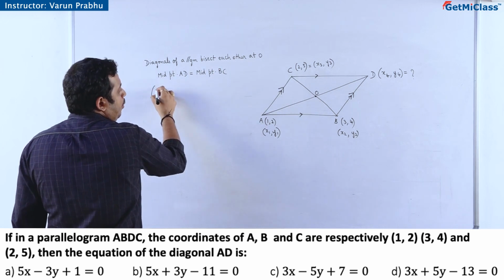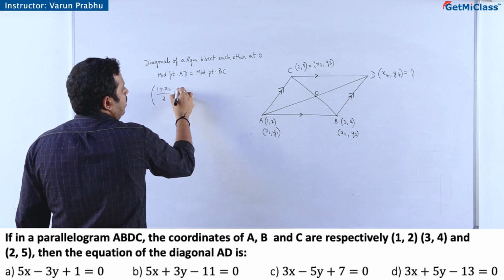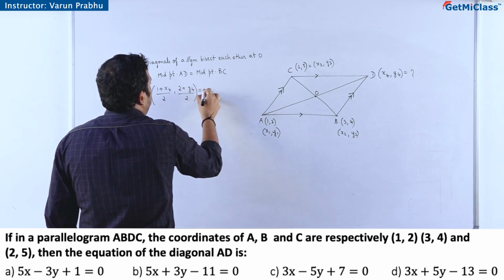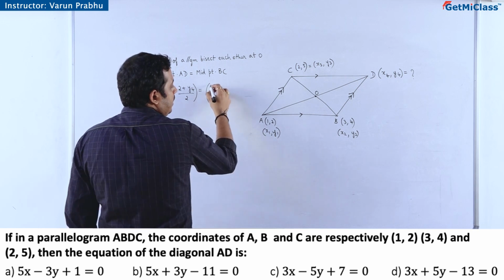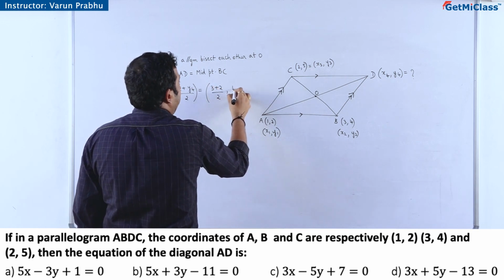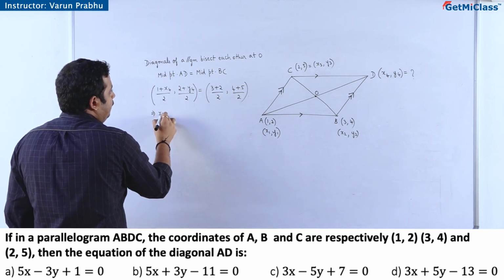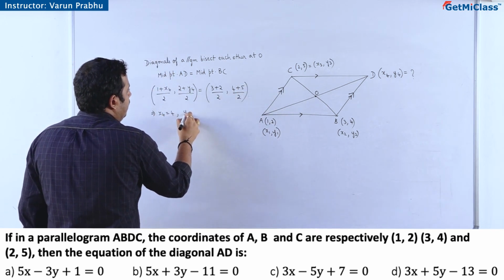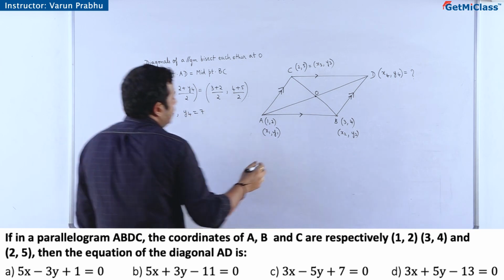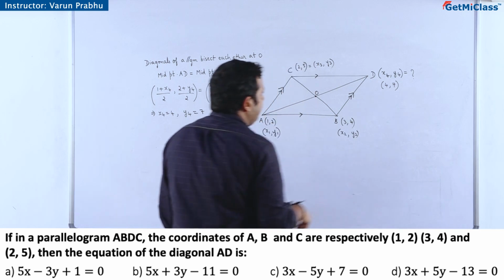So I can say the midpoint of AD, (1 plus x4) divided by 2, (2 plus y4) divided by 2, should be equal to the midpoint of BC. The midpoint of BC will be (3 plus 2) divided by 2, (4 plus 5) divided by 2. So this implies that x4 should be equal to 4 and y4 should be equal to 9 minus 2, which is 7. So this point will be equal to (4, 7).